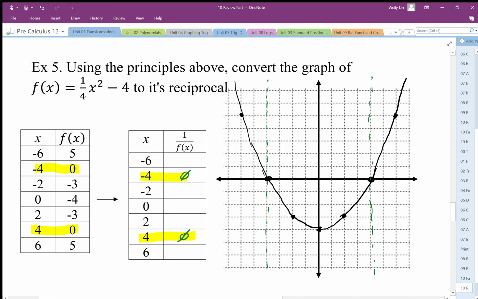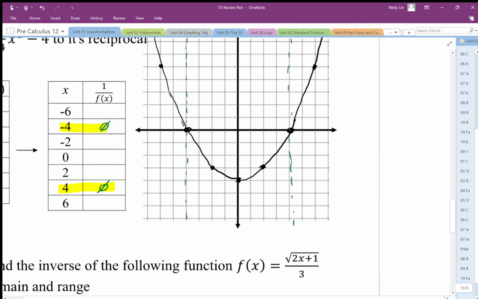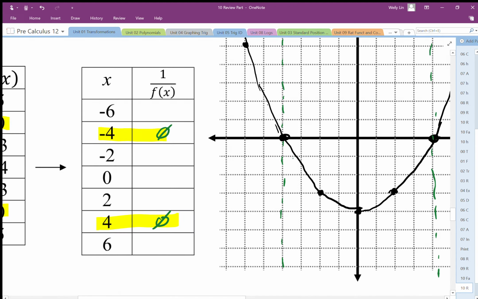And the reciprocal relationship is, first and foremost, we need to find where the zeros are. That gives us a vertical asymptote. Secondly, as the graph gets closer to 0, the reciprocal should move away from 0. So it's going to go in this direction. And as the graph goes away from 0, the reciprocal graph should go towards 0.